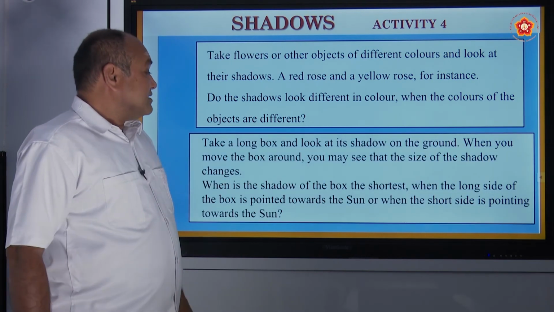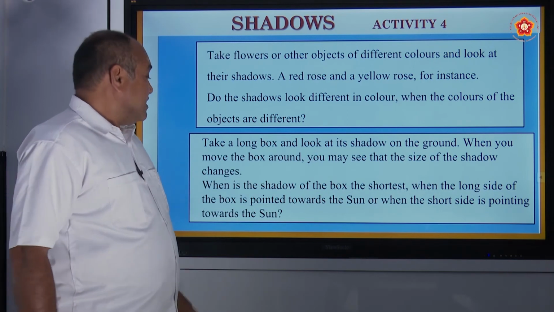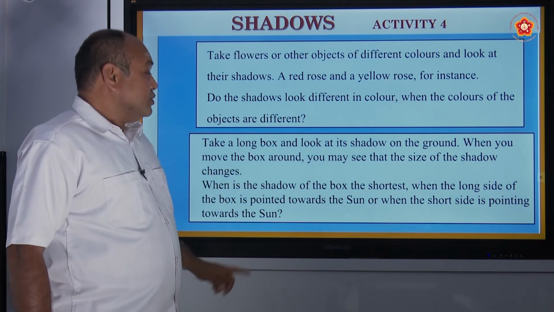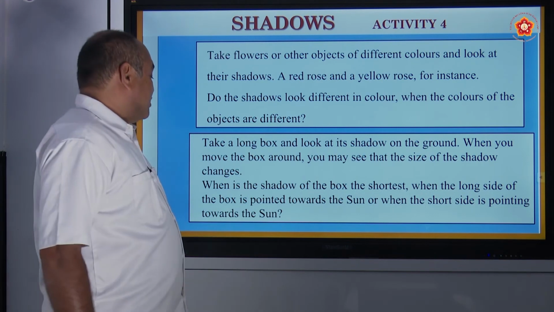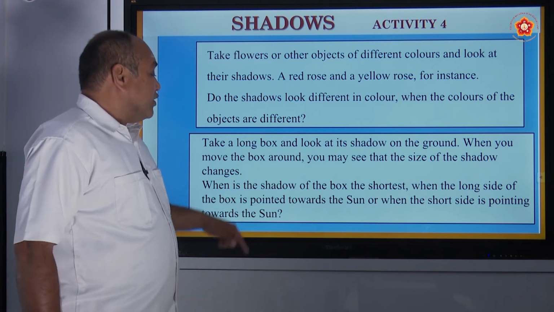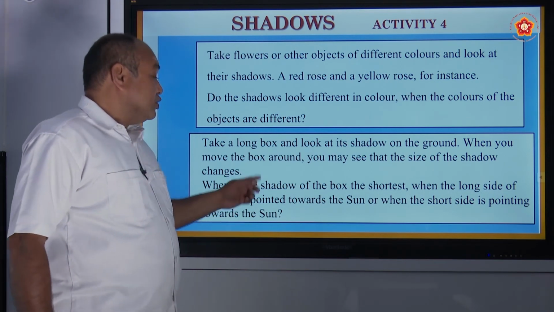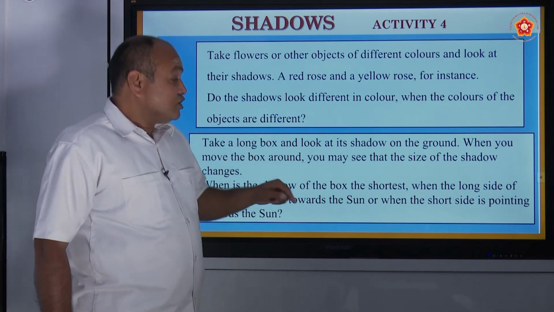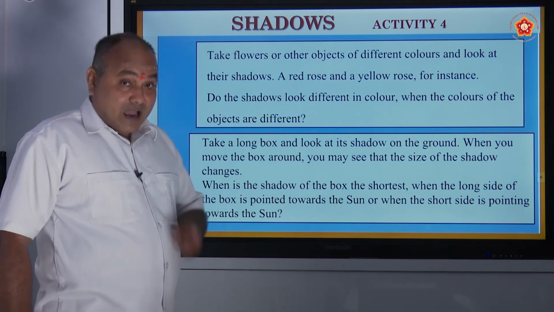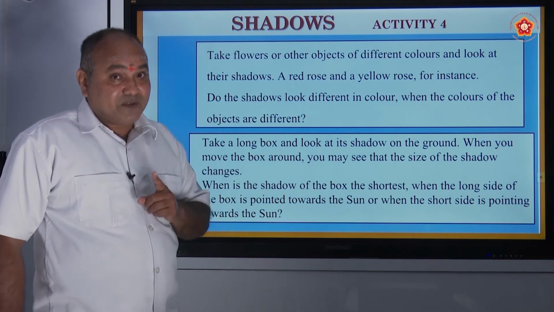Take a long box and look at its shadow on the ground. When you move the box around, you may see that the size of the shadow changes. When is the shadow of the box the shortest? When the long side of the box is pointed towards the sun or when the short side is pointing towards the sun. I want you to do this exercise as well. Okay?